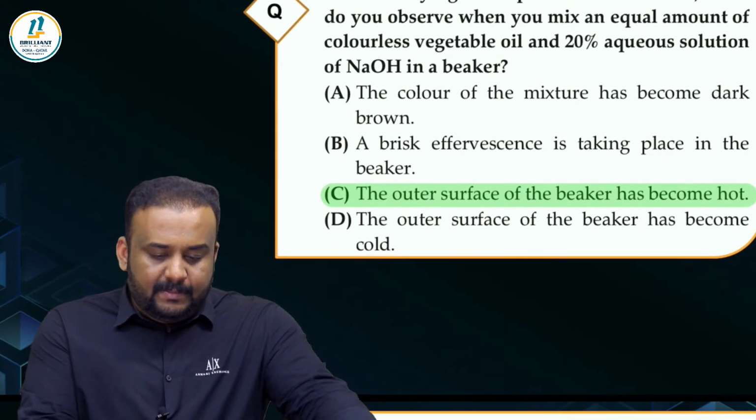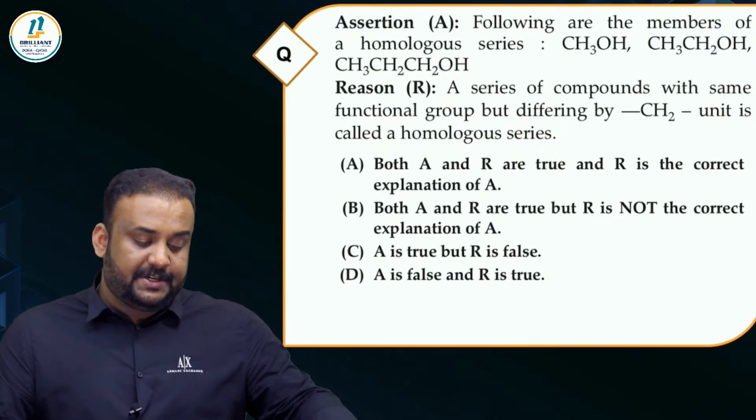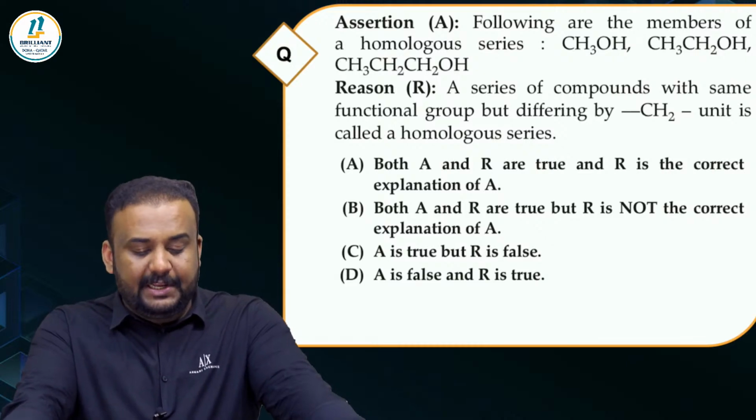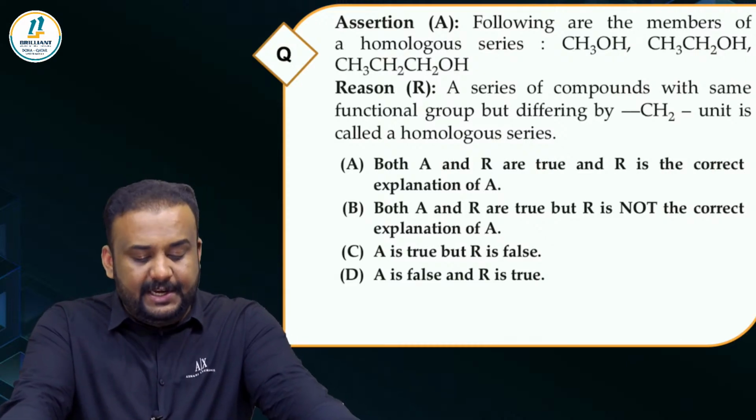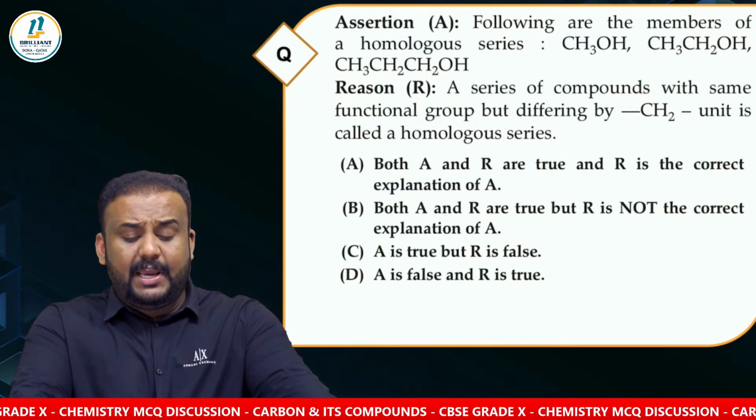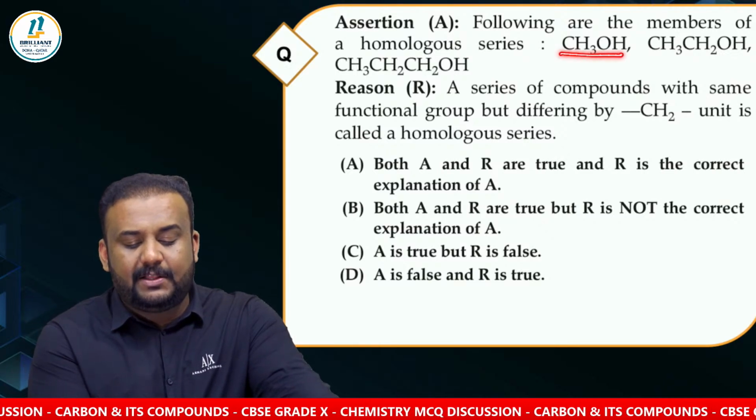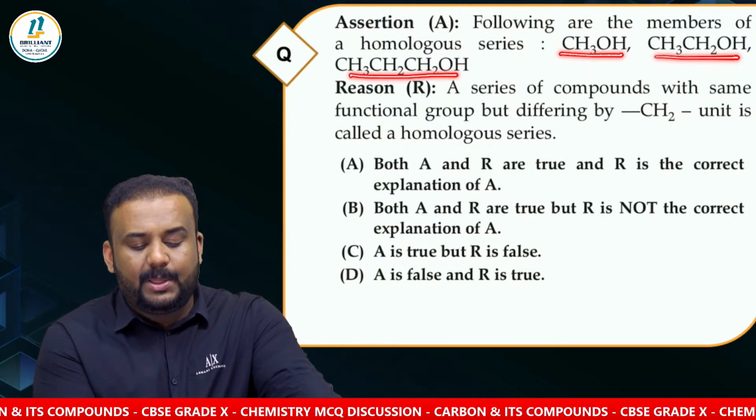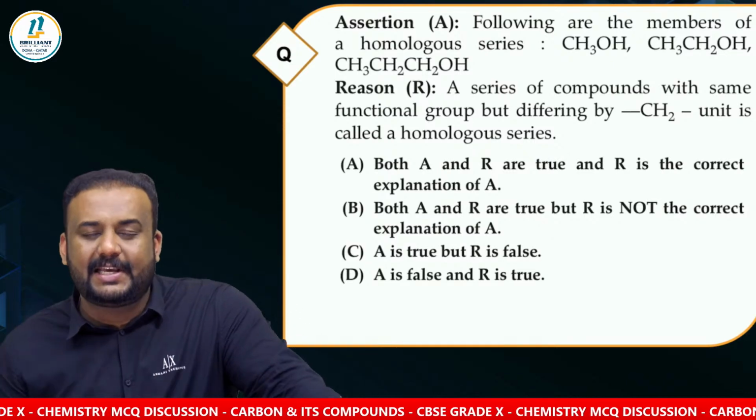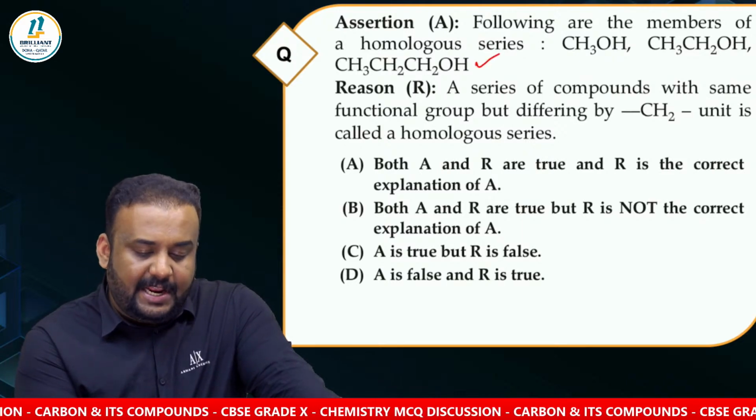Yes. So let's move on to the next question. This is an assertion reason question. Assertion says, following are the members of a homologous series: CH3OH, CH3CH2OH, CH3CH2CH2OH. Is that statement true? You can see the given molecules are methanol, ethanol, propanol. As long as they have the same functional group, here the alcohol OH group, they belong to the same homologous series. So that statement is true.